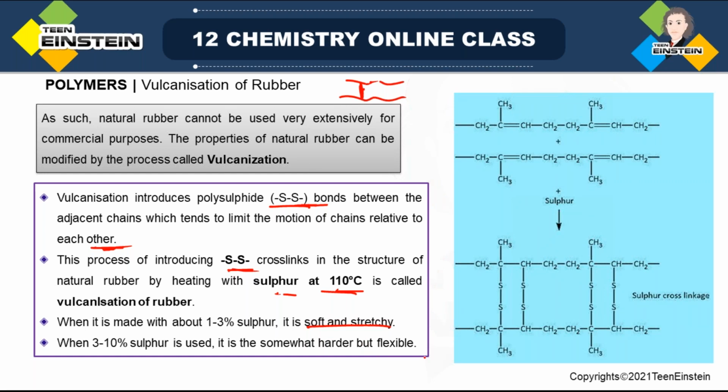So here we have taken two chains of natural rubber, number 1, number 2. Now in between these two chains, when it is heated with sulfur at 110 degrees centigrade, you can see some sulfur-sulfur linkage is generated and the C=C double bonds are now lost. So in this way, because of this type of structural change, because of this formation of cross-linking, its properties will be different and now they will be suitable for commercial purposes. Because if it is only natural rubber, we cannot use it extensively for commercial purposes, but now we can do so after vulcanization.